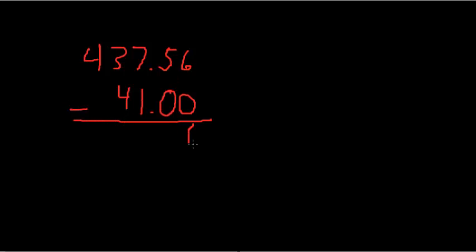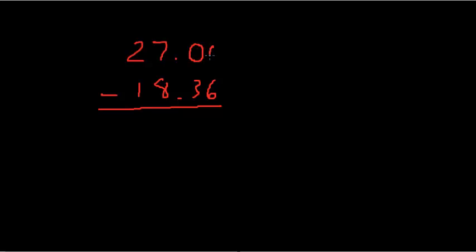6 minus 0, 6. 5 minus 0, 5. Our decimal point comes down. 7 minus 1, 6. 3 minus 4, I need to borrow from my 4 and then give 10 here. So 13 minus 4, 9. 3 minus nothing, 3 minus 0 is 3. So 396 and 56 hundredths. We can do another subtraction problem.